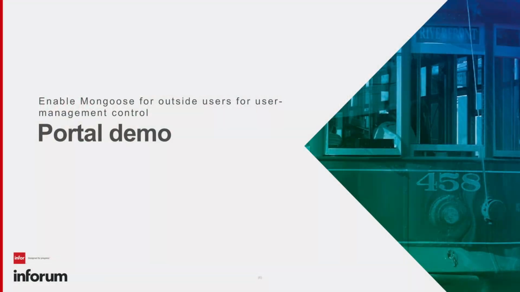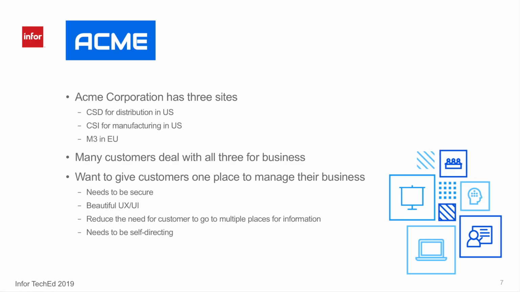First, I'll go over a few slides to set the stage for this presentation. This is a portal we have put together to showcase what you can do with the InfoOS platform as a whole, and not necessarily against one ERP or product, but more of how to utilize as many Infor products as possible. So we came up with the story of the Acme Corporation. The Acme Corporation has 3 sites: CSD for distribution in the US, CSI for manufacturing in the US, and M3 for distribution in the UE.